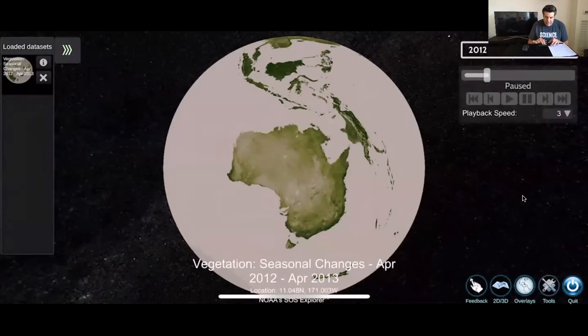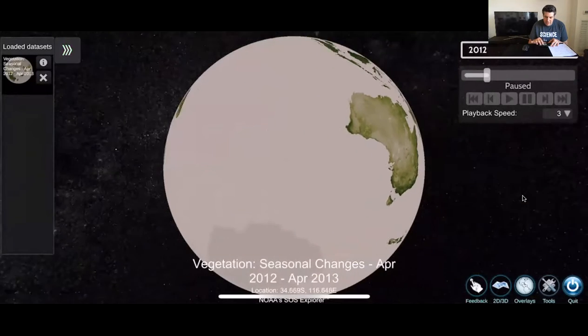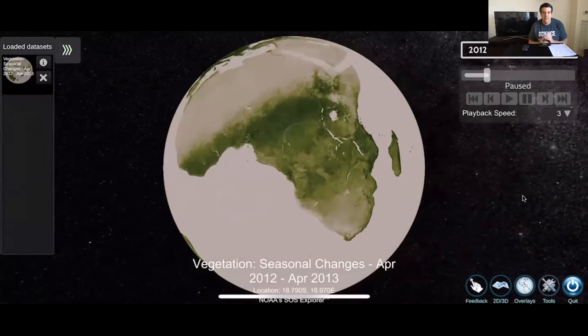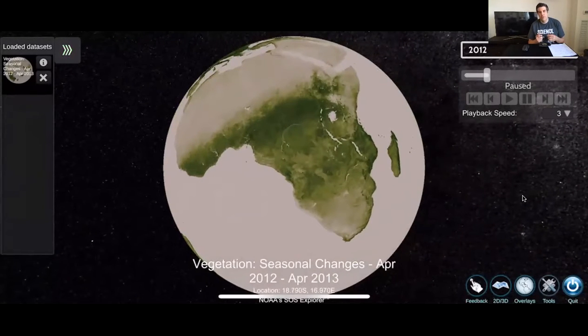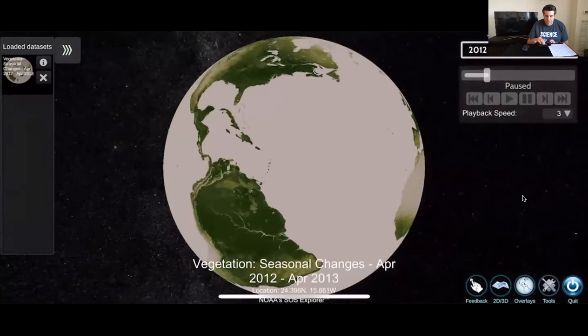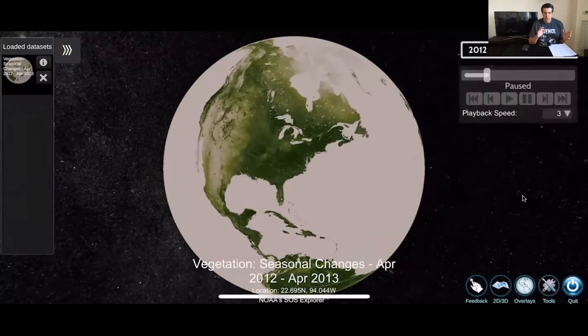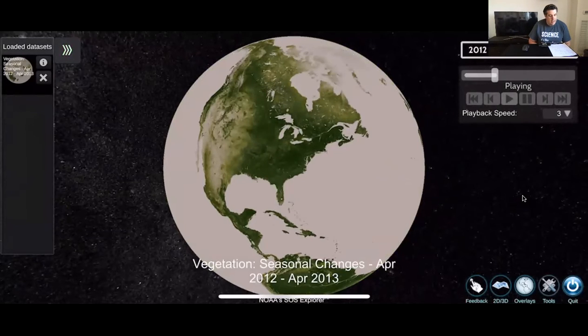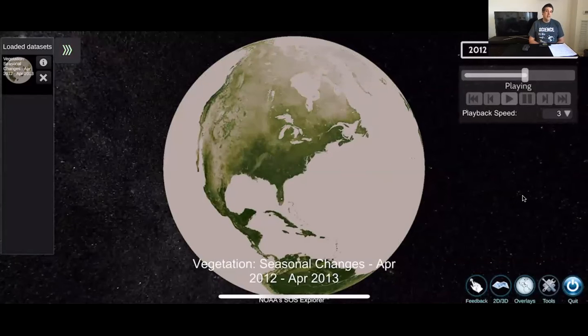So this is, again, vegetation seasonal changes for 1 year. In this case, it's from April of 2012 through April of 2013 to give us an idea of how the vegetation changes over the course of the year. So I'll go ahead and start the animation. And this data comes from the Suomi NPP satellite, one of those polar orbiting satellites we talked about when we were looking at the satellites, episode 2.